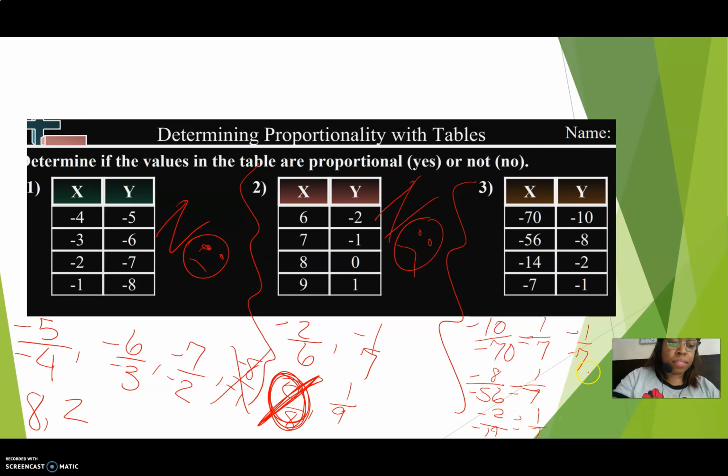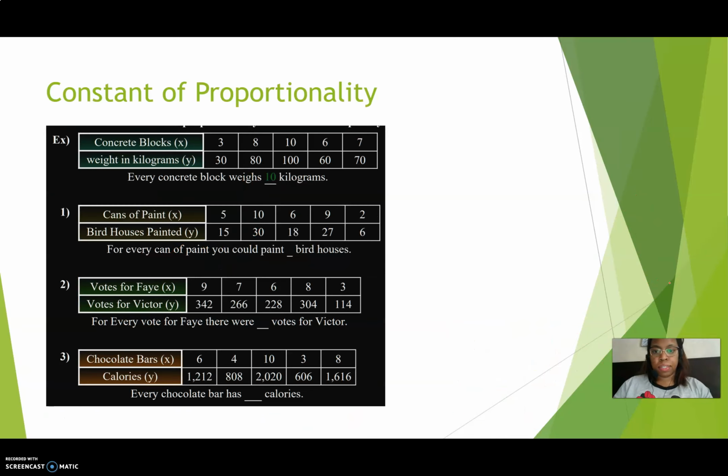And I can divide this one also, just to make it prettier, so I don't have any negative numbers. I see I have the same constant of proportionality in 1/7, so this one is proportional. Okay, let's keep it moving.